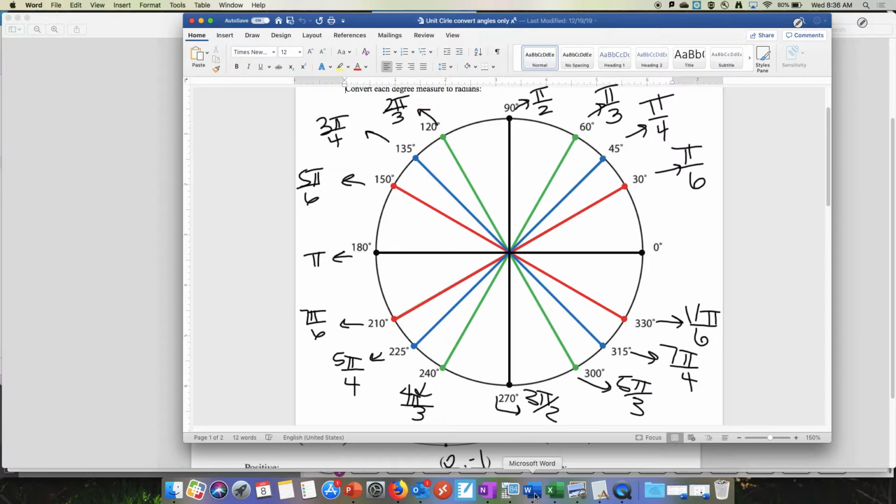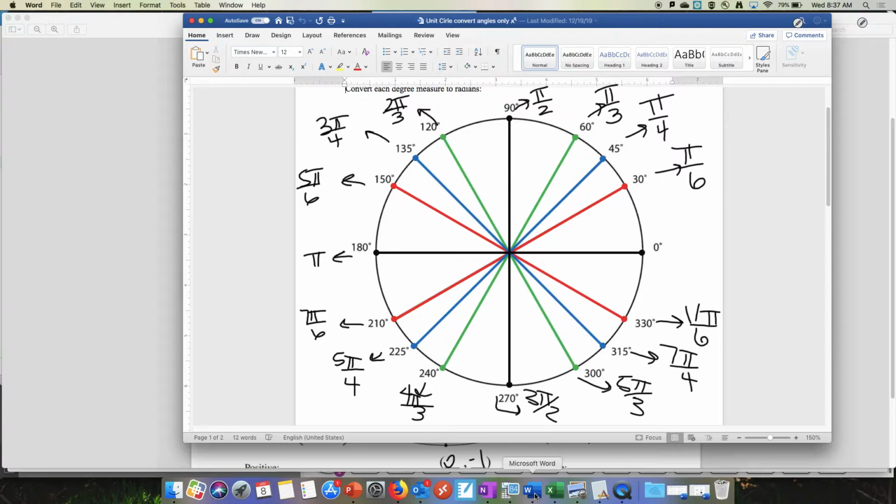What do you notice about all of those radian measurements for the pink angles? They are all something pi over 6. Do you see that? All of those pink angles that you're filling in, you have pi over 6, 5 pi over 6, 7 pi over 6, and 11 pi over 6. That is a pattern that I would take note of. Those are the 4 angles that are the closest to the x-axis.